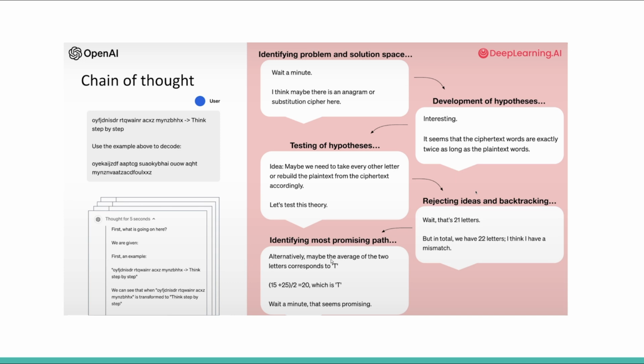And then it says alternatively, maybe the average of the two letters corresponds to T, right? And by these two letters, you can see that it's actually talking about O and Y. So 15 plus 25 divided by 2 is 20, which is T. And that makes sense, right? This is T, and I didn't do the math, but I'm assuming F plus J divided by 2 is H, right? So this is how it's coming up with a hypothesis, and this is the answer that it's going to give, right?